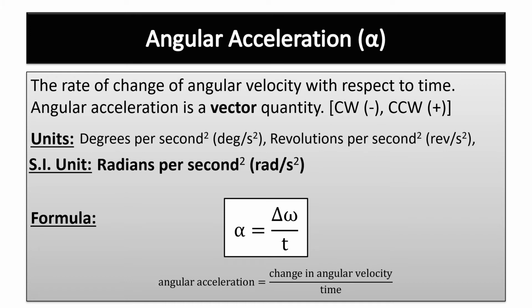Did you write this down? Alpha is equal to your change in angular velocity, or delta omega, divided by time. Hopefully, again, this looks familiar. We can compare it to the linear acceleration formula, where it's the change in velocity over time. All right, so very similar idea here.